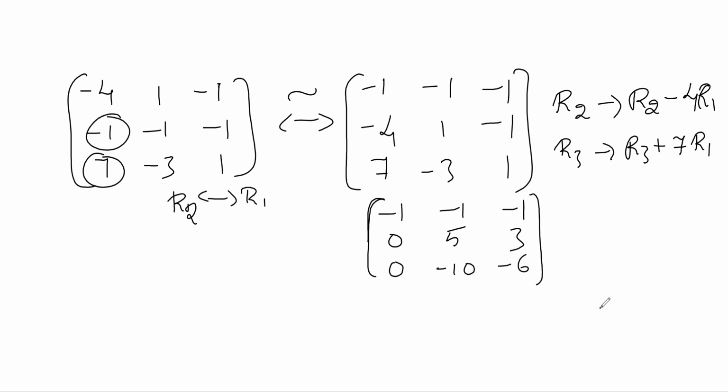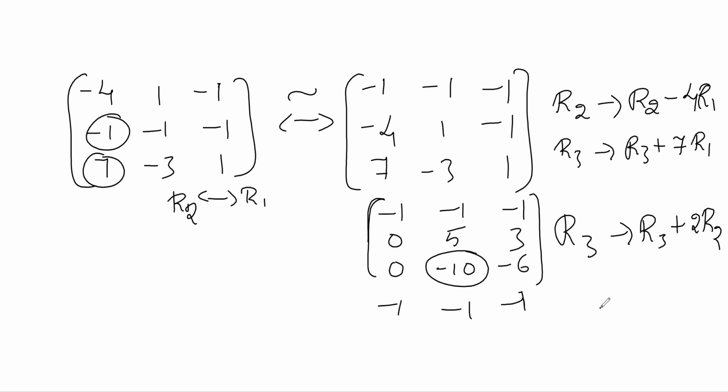So next you have to make this -10 as 0. Which operation can you apply? R3 as R3, so both are having different signs. That means you have to write R3 plus 2R2. First row, second row as it is, you note down -1, -1, -1, 0, 5, 3. Now it will become 0, 0, 0.